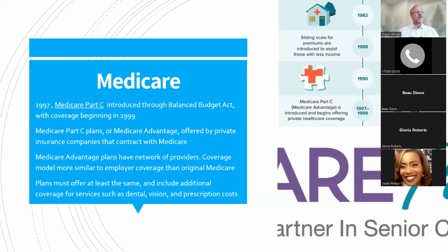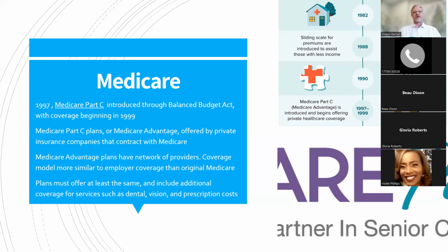So 1997, Part C was introduced. We know this happened under President George W. Bush under the Balanced Budget Act, and coverage started in 1999. These are Medicare Advantage plans, Medicare Part C plans, and I expect that part of the reason that C plans are no longer available as a Medigap is because of the advent of Part C Medicare Advantage plans, which are provided by private insurance that contract with Medicare.